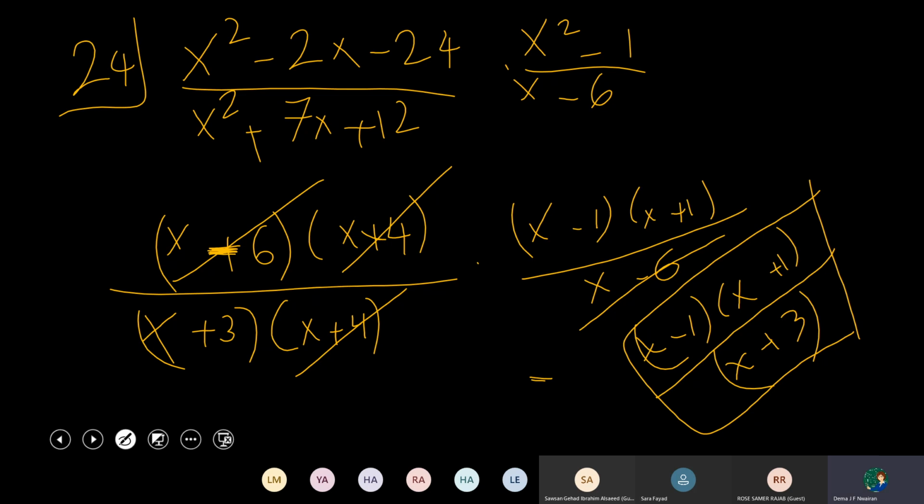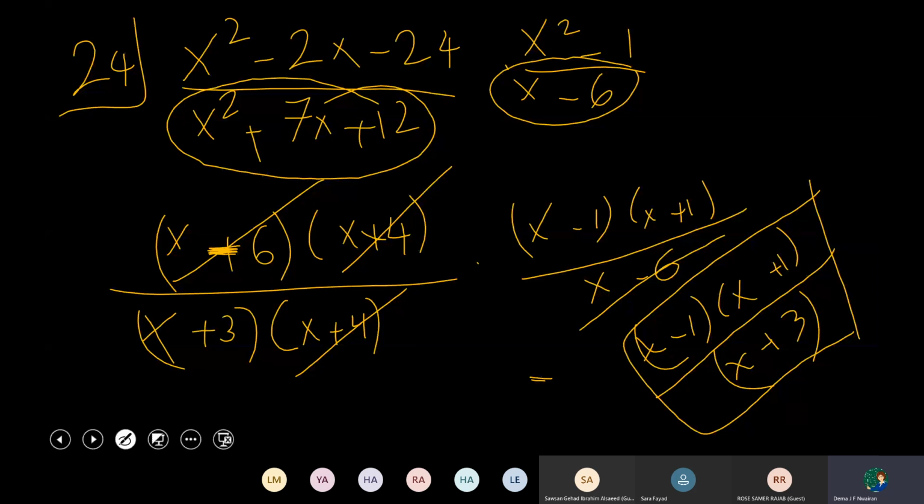Now, do you have a question for 24? No. If I multiply or I divide, I have to do the same. But for the restrictions, you have to look at each denominator. I have to look at the denominators here and at the denominators here. So the restrictions here will be at 6, at negative 4, and at negative 3.